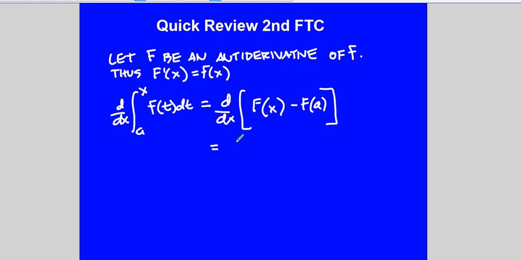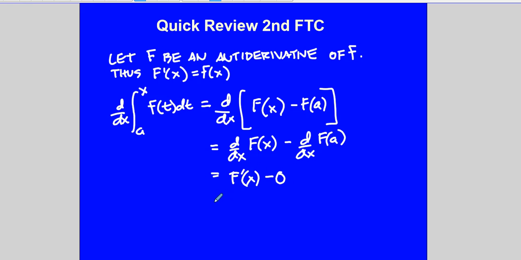I can distribute the derivative. This is the derivative with respect to x of capital F of x minus the derivative with respect to x of capital F of a. Well, the derivative of capital F of x is capital F prime of x, and then this is a constant, so that's going to be 0. Well, capital F prime of x, I said, is little f of x.